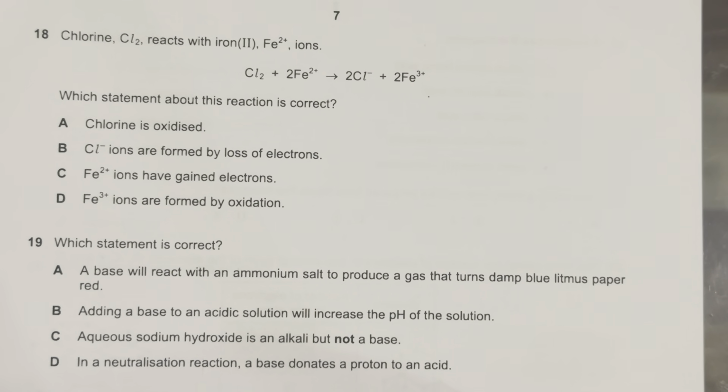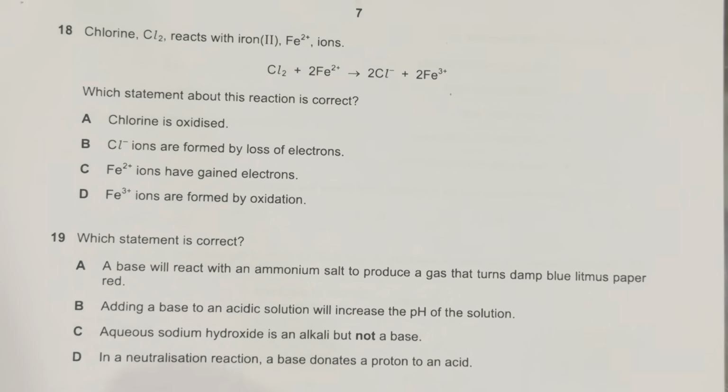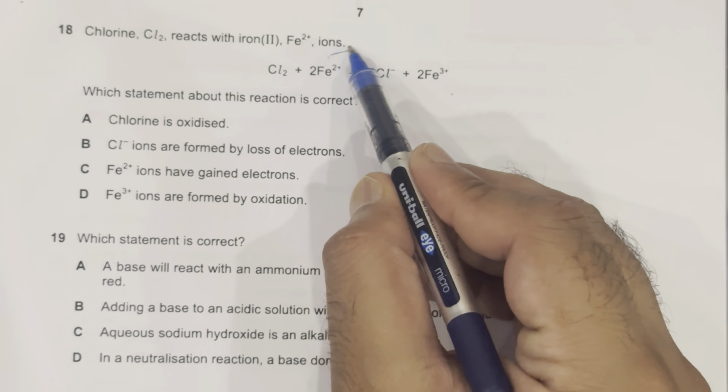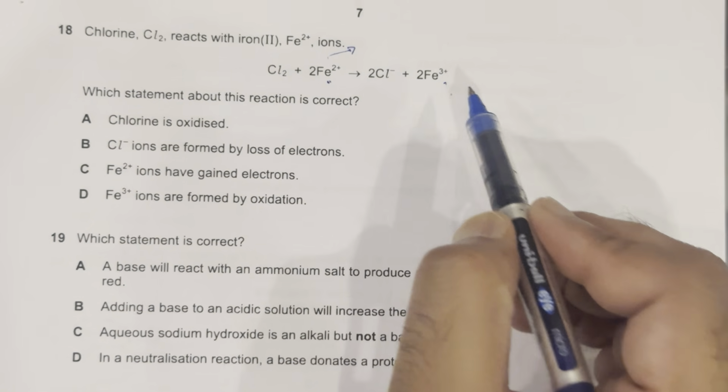Chlorine, Cl2, reacts with iron, Fe2+ ion. Which statement about the reaction is correct? Chlorine is oxidized, Cl- ions are formed, but the Fe2+ ions have gained electrons. No, they didn't. The Fe oxidation state is going from +2, increasing.